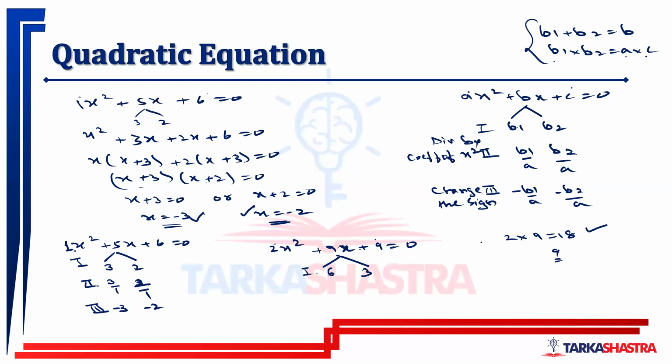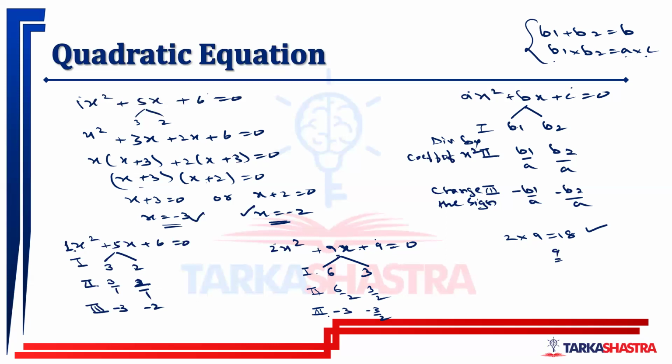If you are able to find out the first step, then the second step is easy. 6 by 2, 3 by 2. Third step is minus 3, minus 3 by 2.